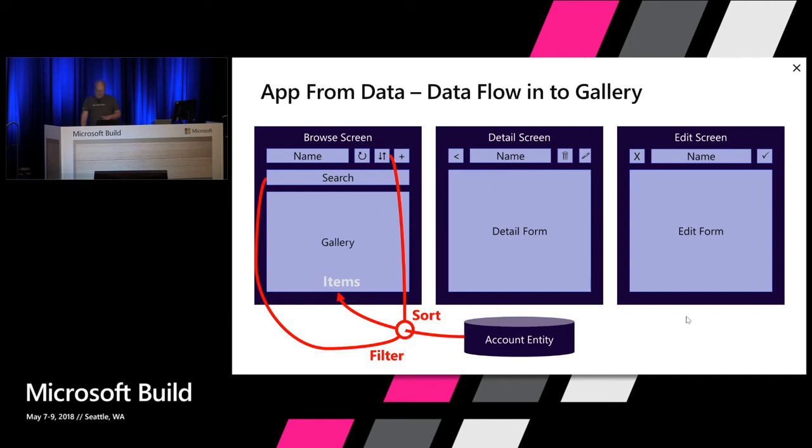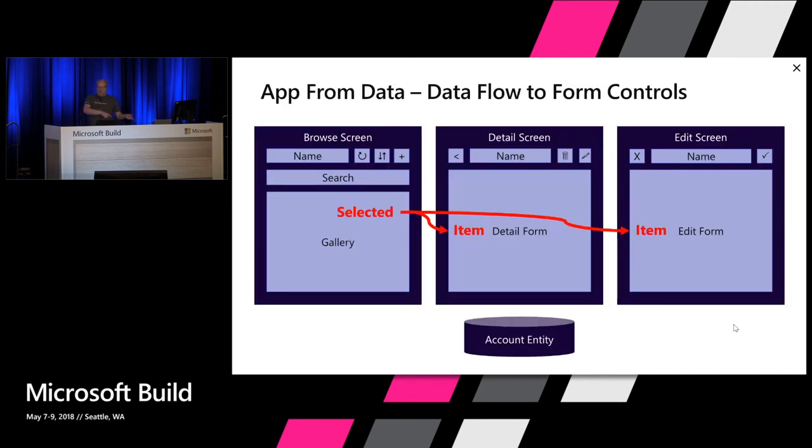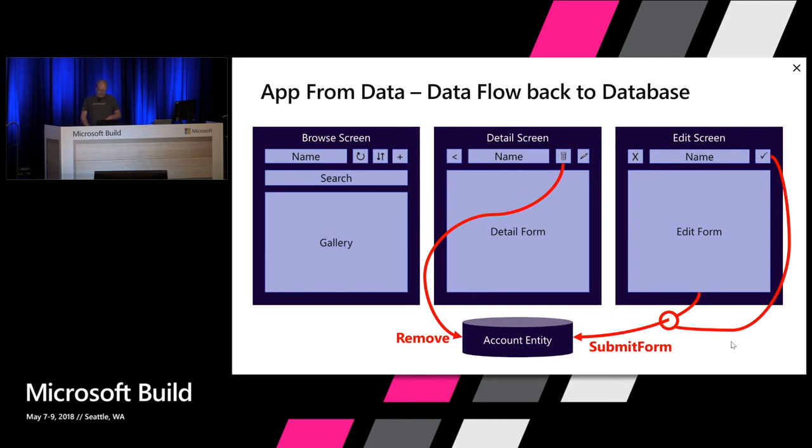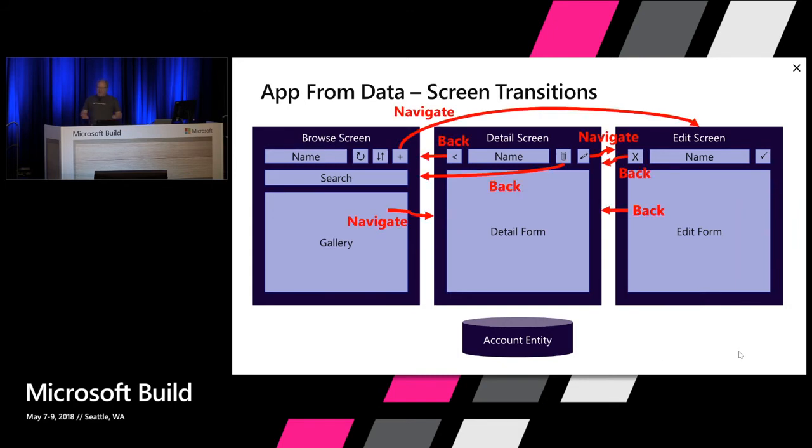And the search box drives the filter. It drives selected over to the detail screen, over to the edit screen, just like we did previously. No difference. Those guys have buttons for submitting changes on the edit screen, for deleting on the detail screen. And there are functions called submit form and remove that are used to drive that data back into the database. From a navigation standpoint, there's navigate from the browse screen when you select an item to the detail screen. And from there, you can hit the pencil to go to the edit screen and back again.